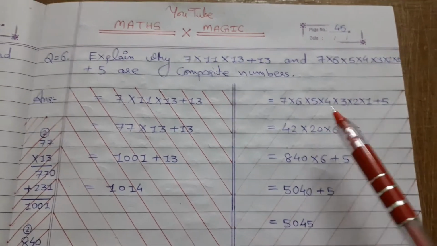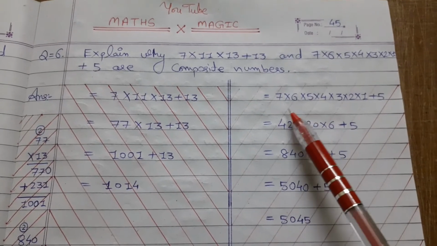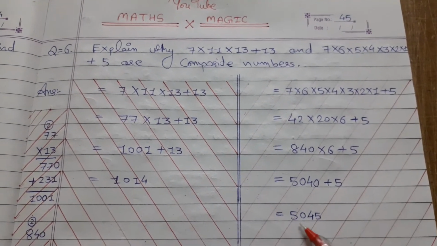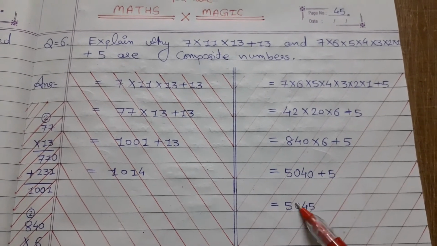Same mistake I have done here also. I have done direct multiplication and then added the two digit. The answer is 5045, but this is not a composite number.